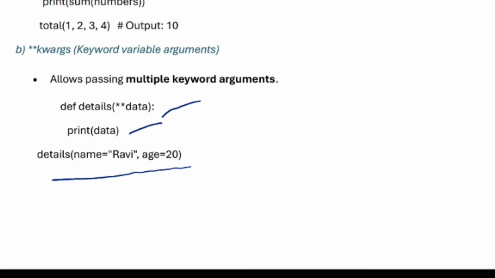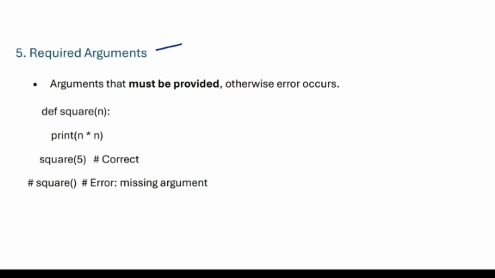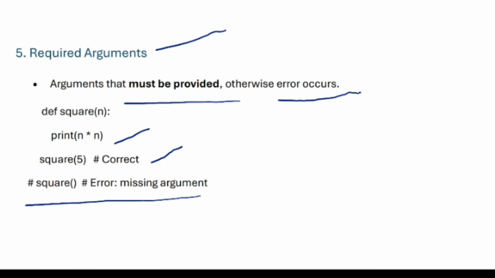Next, the final one is the required argument. The argument must be provided, otherwise an error will occur. We should provide the proper value, for square means you will get a square. N is n square, 5 square is correct. If it is not provided correctly, you get an error, missing argument.